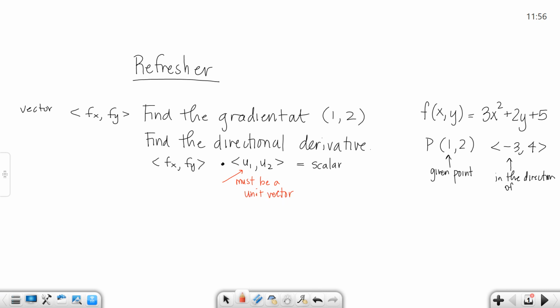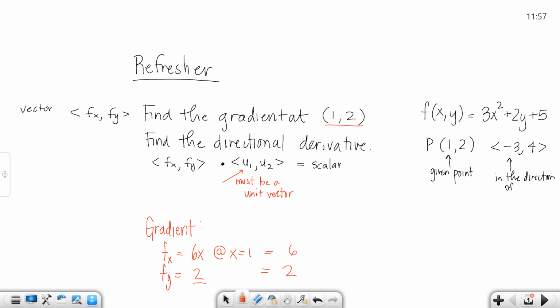So it's actually really easy. The partial derivative with respect to x of this function would be 6x. And the partial derivative with respect to y of this function would be 2. My point is (1, 2). So when x is 1, because that was the point that's given, this would just be 6. And of course, 2 here would just be 2.